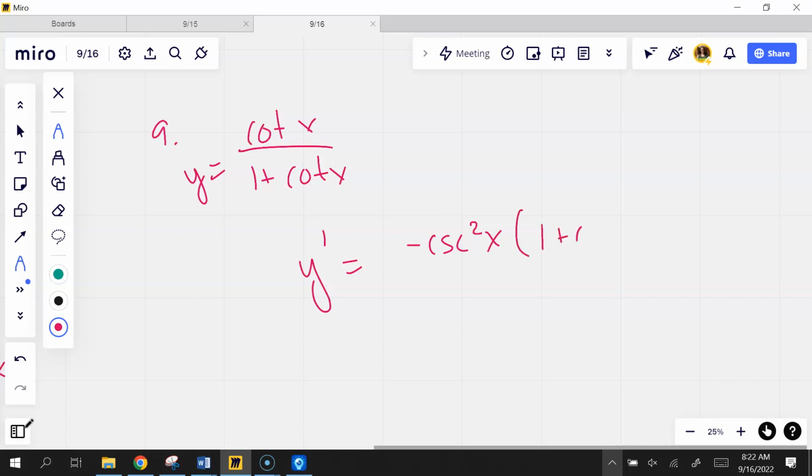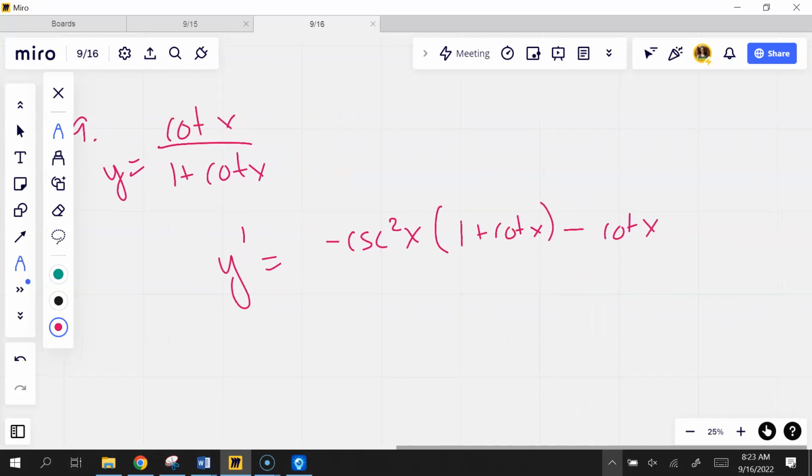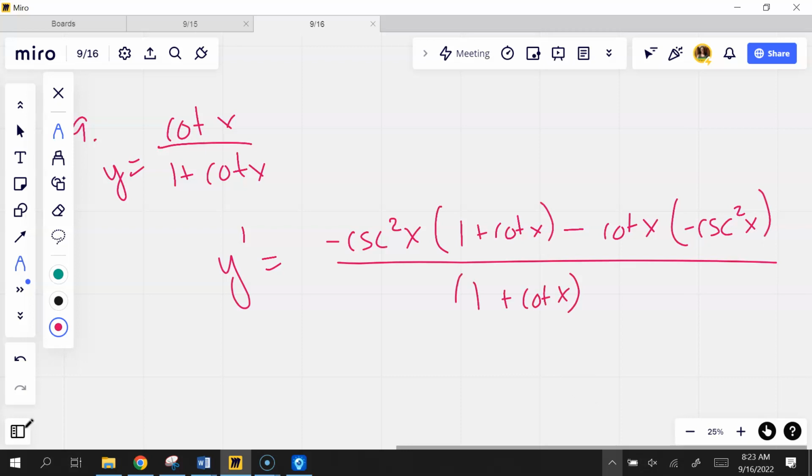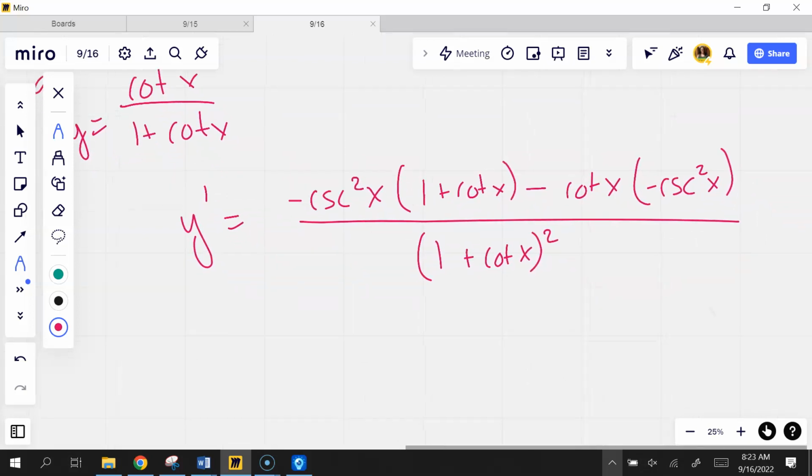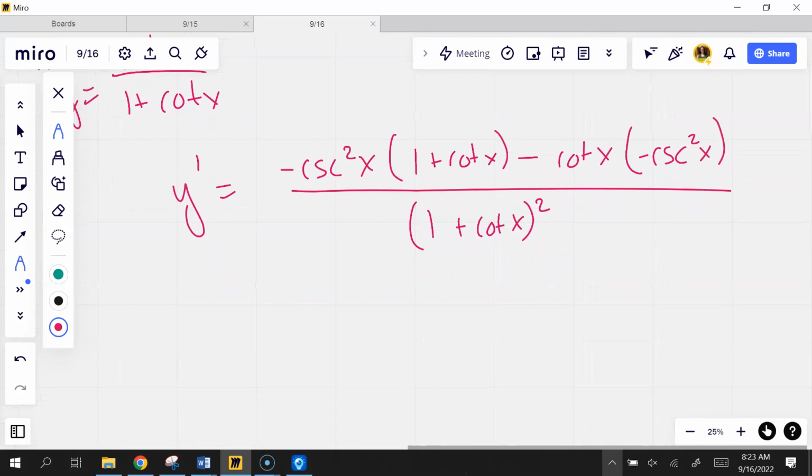Times the bottom, minus the top, times derivative of the bottom. What's derivative of the bottom? Same thing, negative cosecant squared x, all over the bottom squared. I'm going to work with the top a little bit first, and then I'll see if I need to do anything with the bottom. So I think I'll just distribute this through here. So I have negative cosecant squared x.